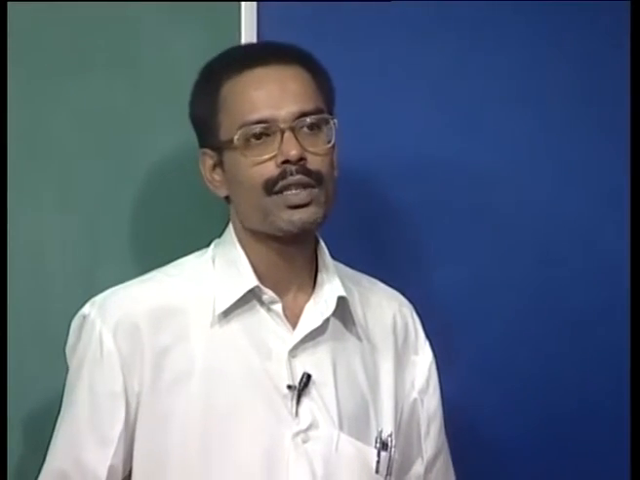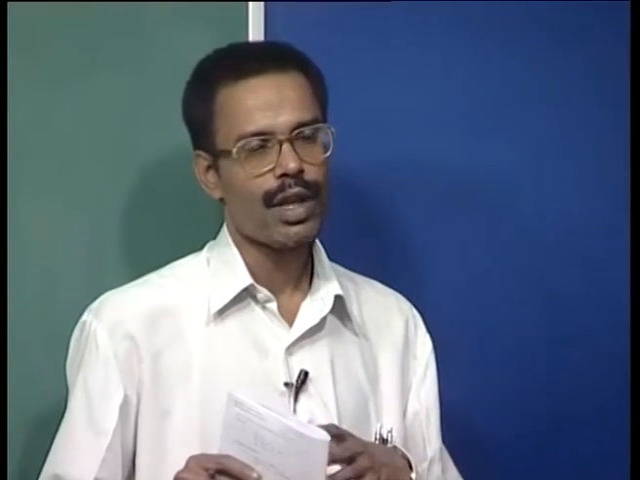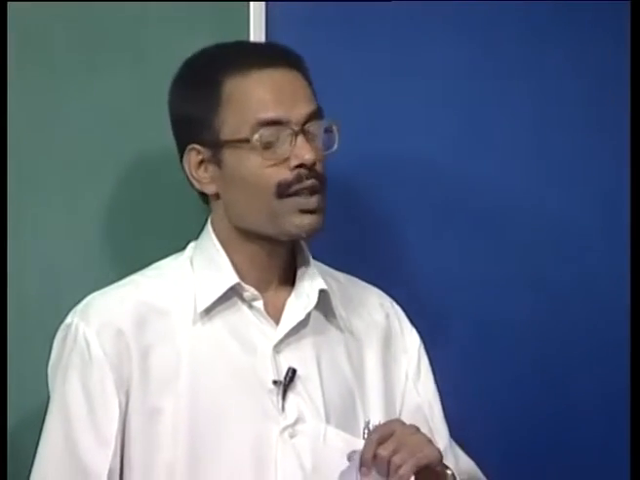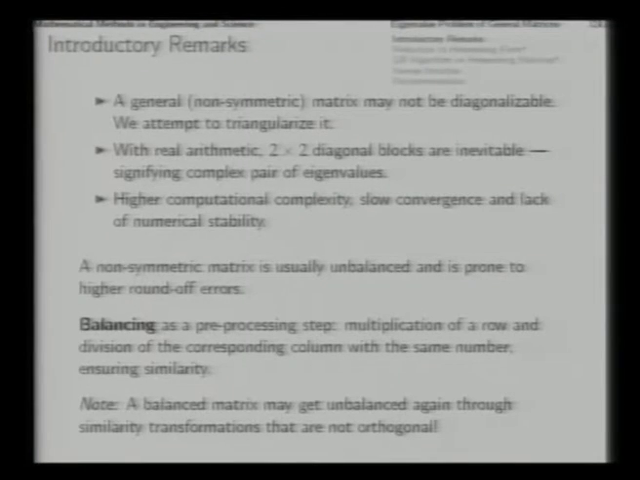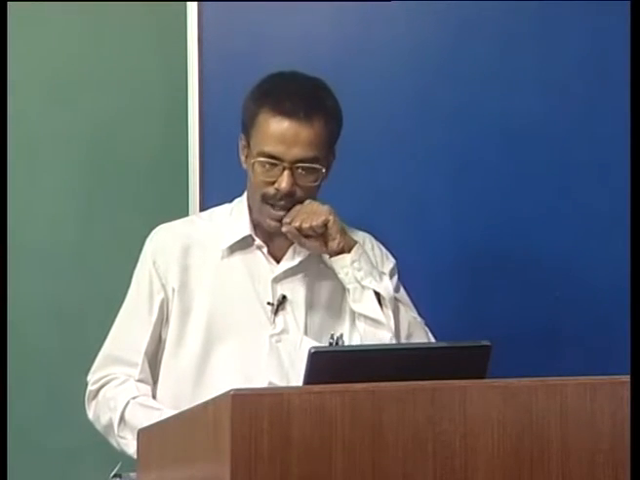Now, through the similarity transformations which are orthogonal, a balanced matrix does not go unbalanced, but if the similarity transformations that we apply are not orthogonal, then even an originally balanced matrix may go unbalanced again. Now, what we do with the matrix in order to triangularize it?